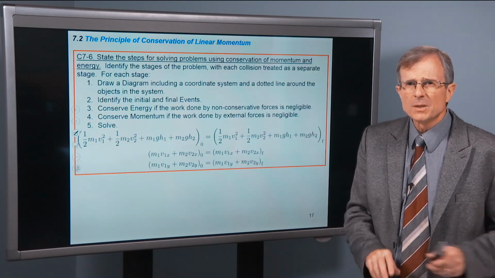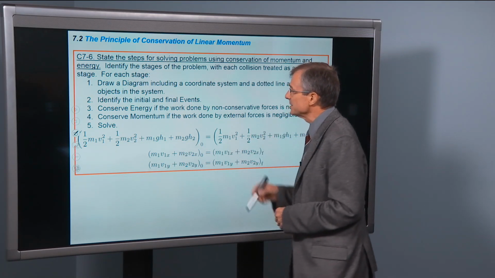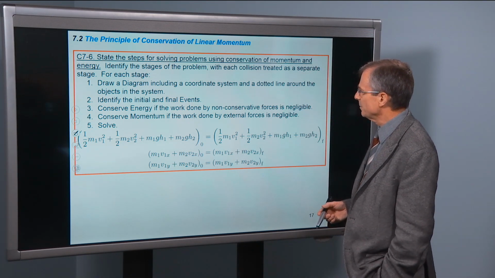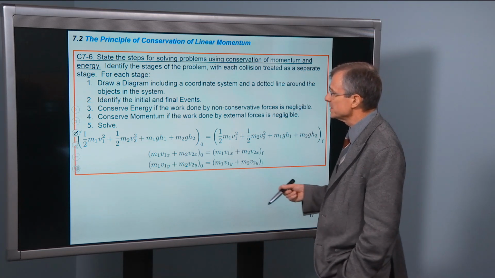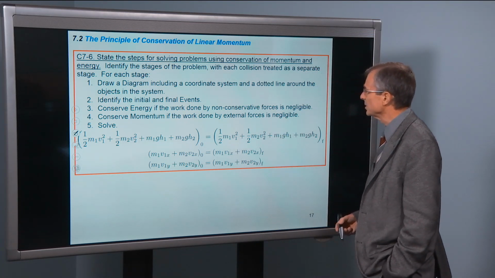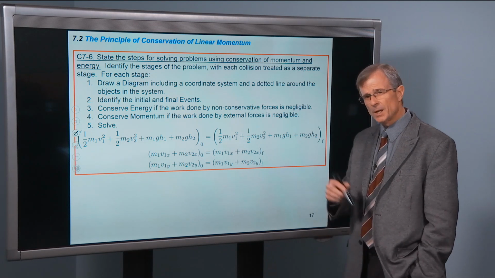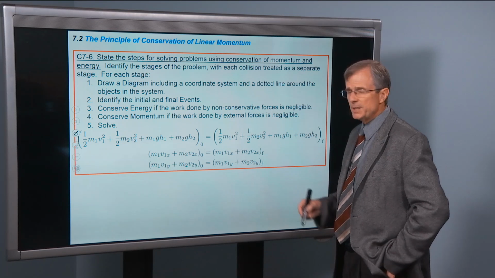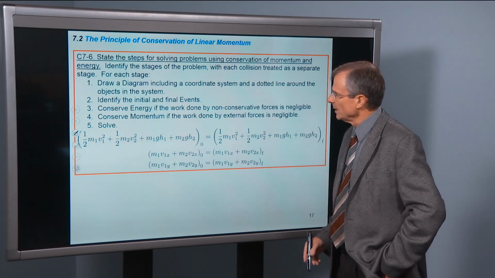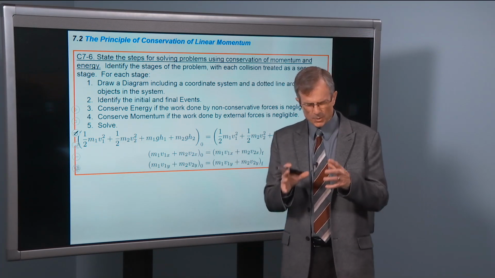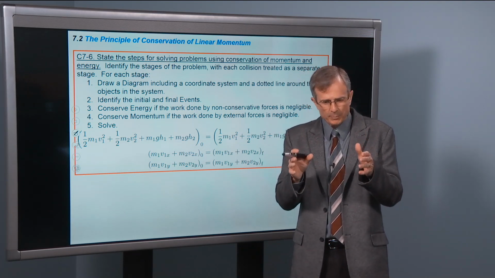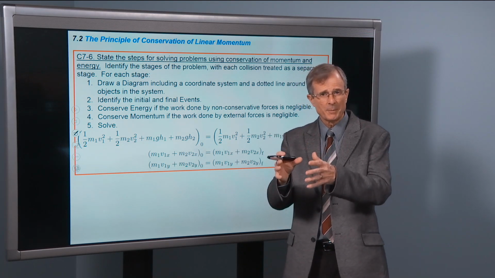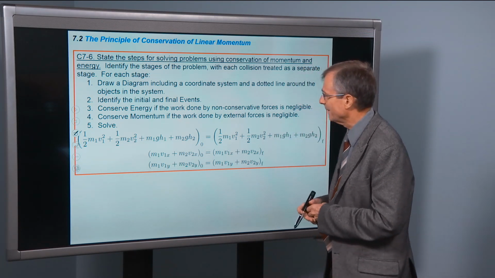All right, let's state the steps for solving problems using conservation of momentum and energy. Find the stages of the problem. The first step is to identify the stages of the problem, with each collision treated as a separate stage. And I'll tell you what I mean by that with an example. And then for each stage of the problem, a stage is just a word that I use to mean segment of the problem. And there might be energy conserved during one stage and momentum conserved during another stage, et cetera, et cetera.